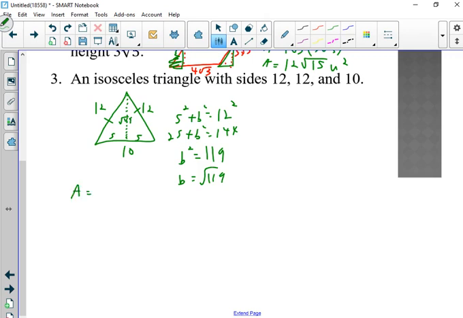So your area is base 10 times your height, root 119. And so that's pretty much how you leave it. Units squared. Now, if it asks you to put it in a decimal form rounded, the square root of 119 is about 10.9. So if you were asked to do a decimal, it'd be 109 square units. But if it asks for the exact form, no decimal, there you go, 10 root 119.